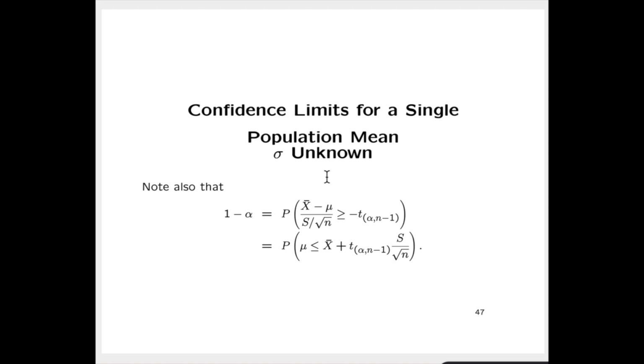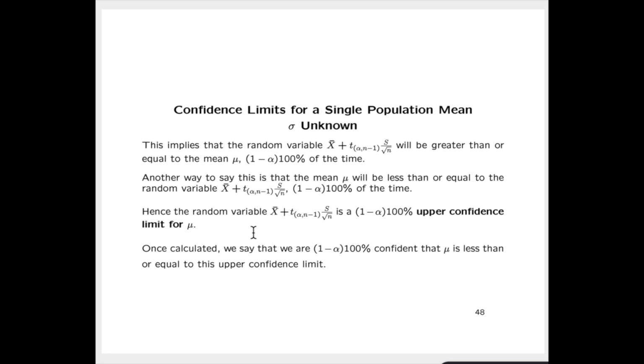Using the same kind of argument, the probability that the population mean mu is less than or equal to this random variable, x bar plus t times s over the square root of the sample size, is 1 minus alpha. That implies that in repeated sampling, x bar plus t times s over the square root of the sample size will be greater than or equal to the mean mu 1 minus alpha times 100% of the time.